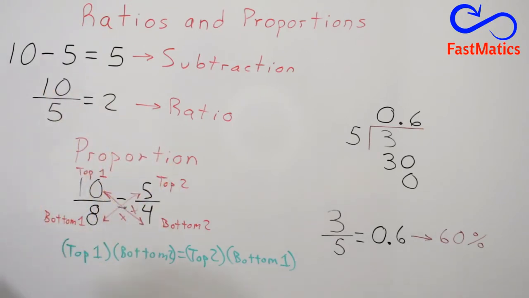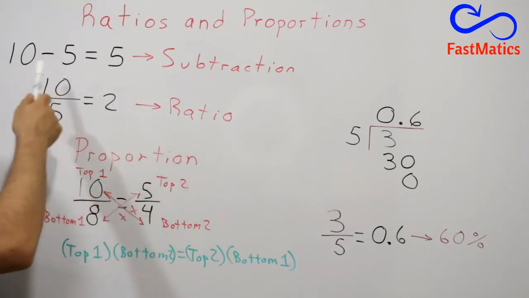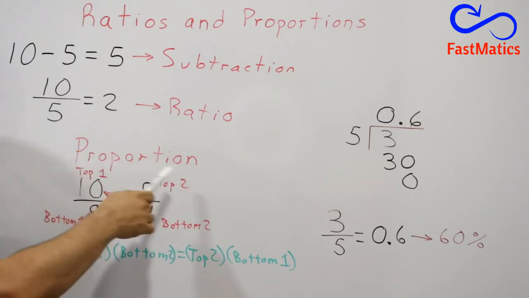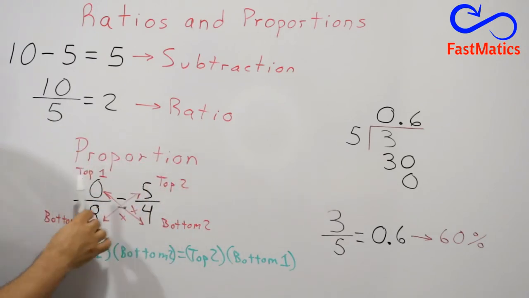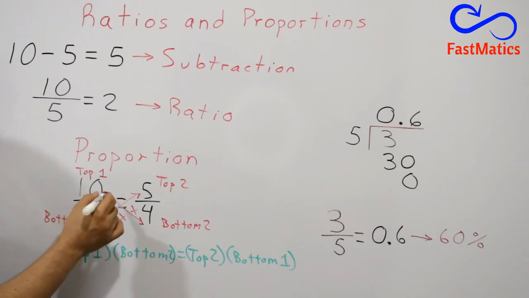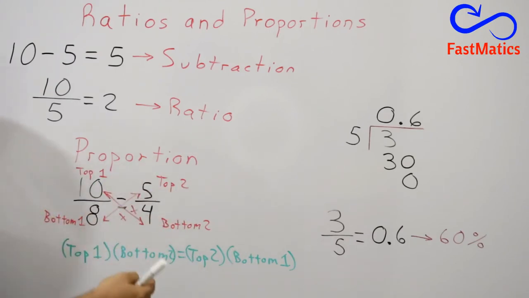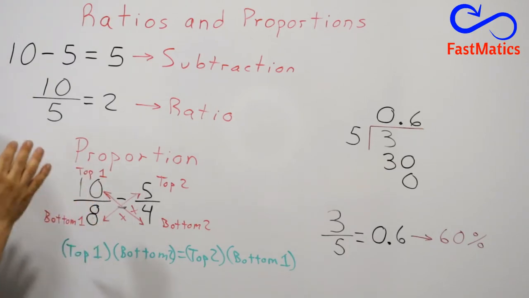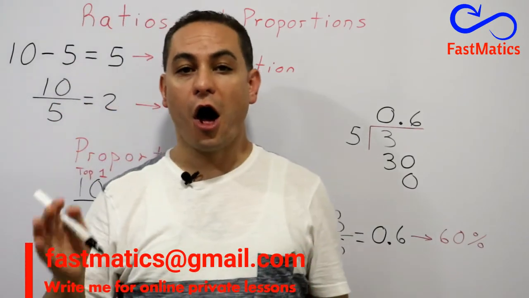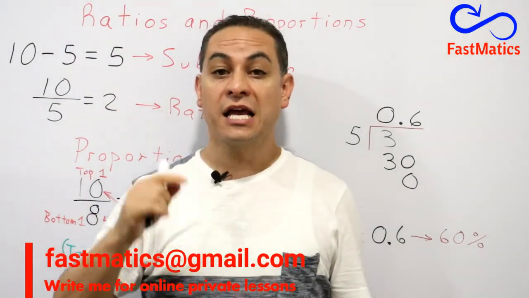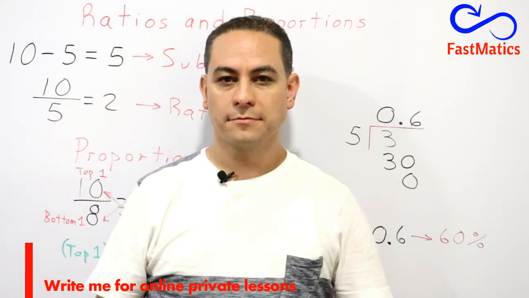Then it is very important to say that a ratio is a fraction and that a proportion is the relation between 2 ratios, the equality between 2 ratios. That is a proportion, and that is the base for the rules of 3 that we are going to see on the next video. And that's it.